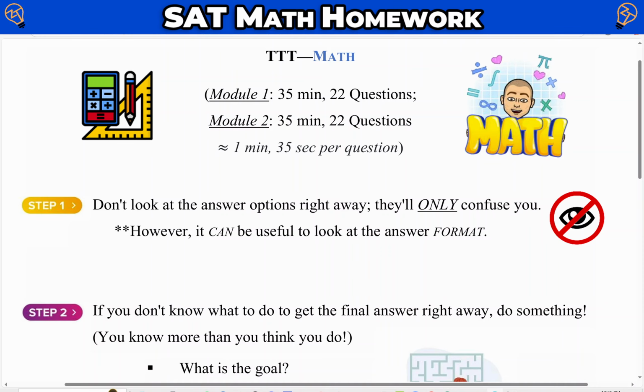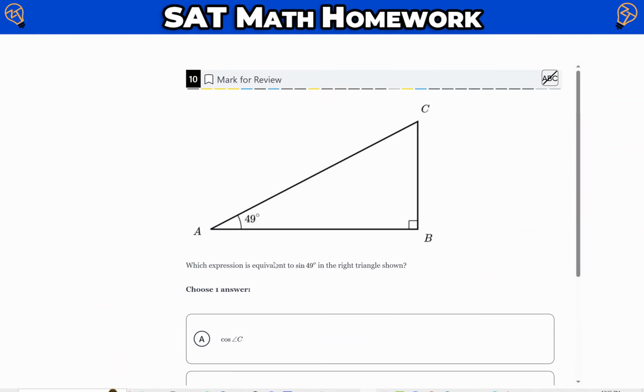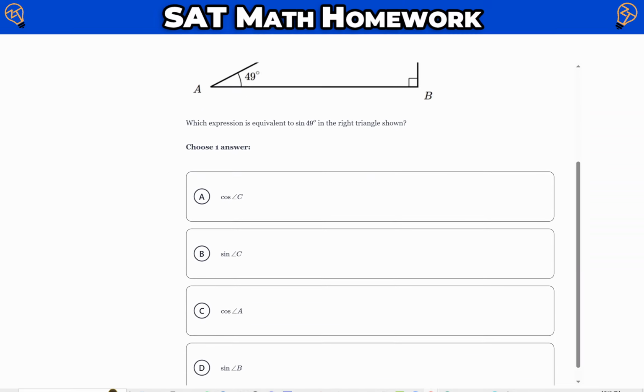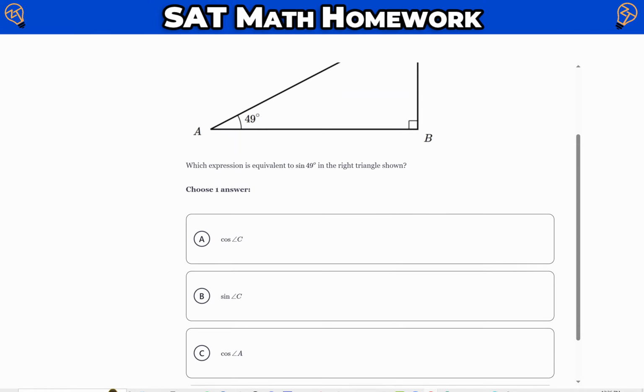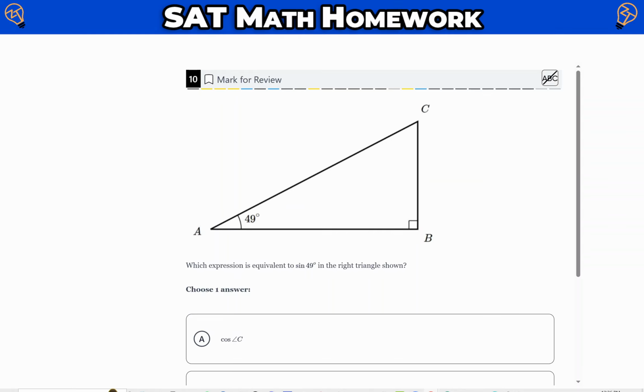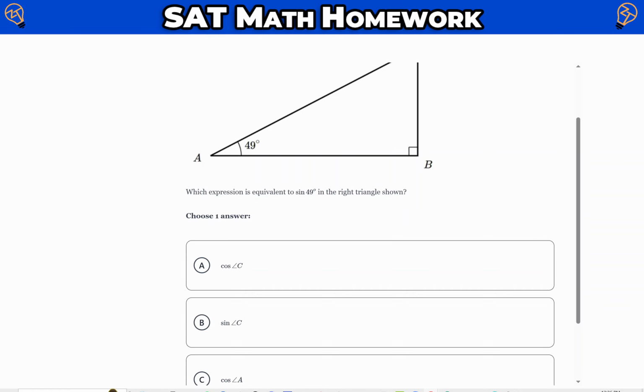Well, we know, according to my triple T document, we don't want to look at the answer options right away. It's not going to get us the answer. They'll usually just confuse you. However, it can be useful to look at the answer format. So notice, according to answer format, they're trying to figure out which trigonometric function and from which angle is going to be the same as sine 49. Now, we could actually use the answer options to our advantage.